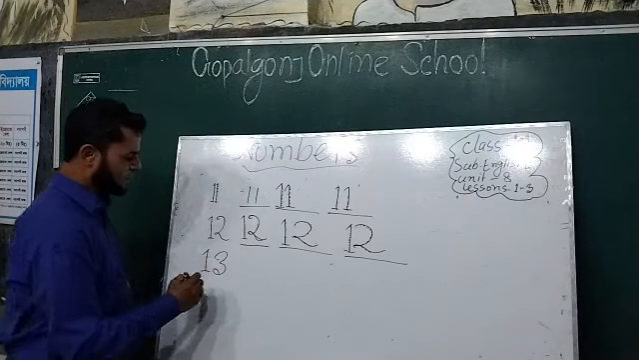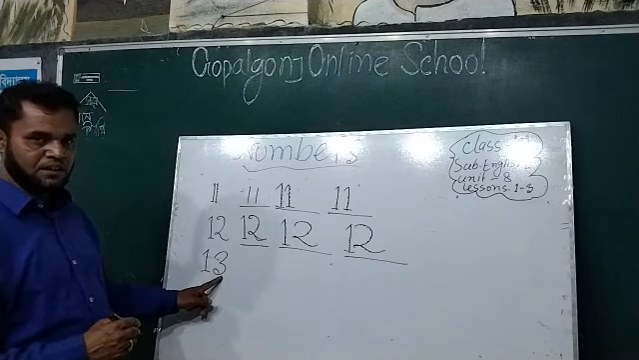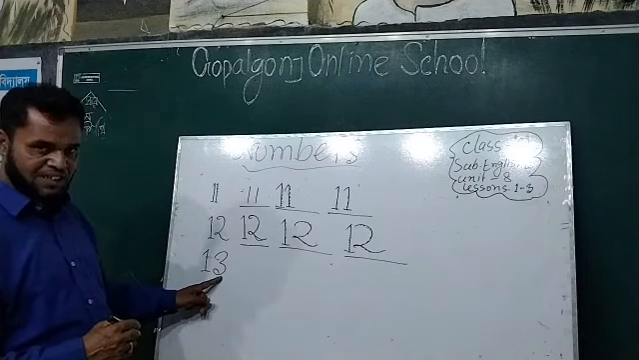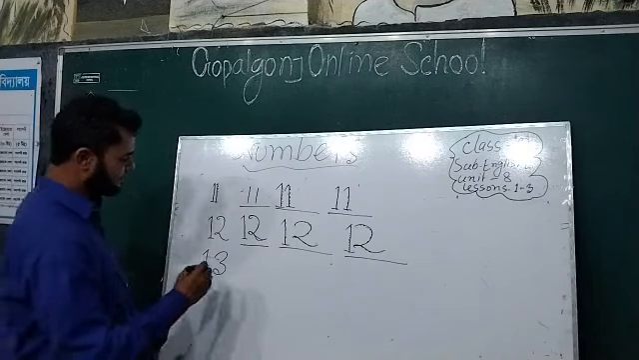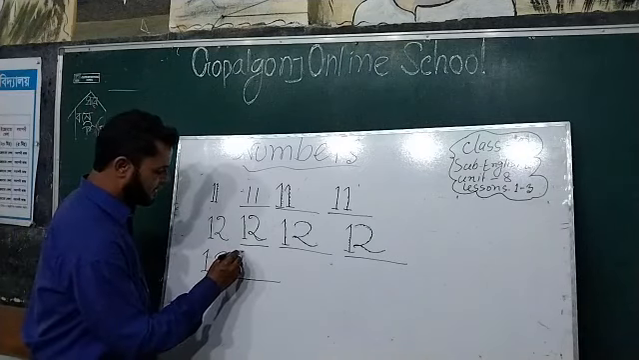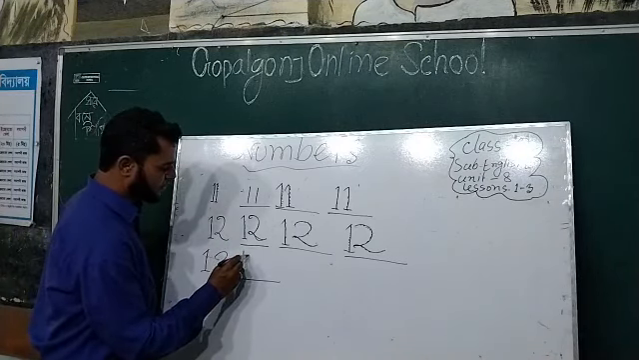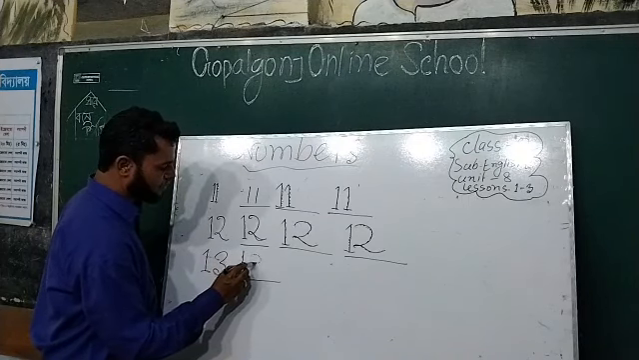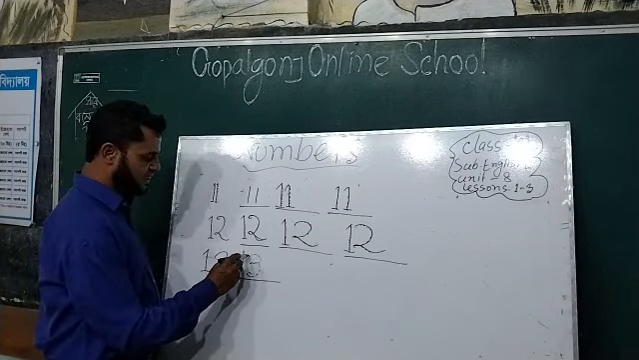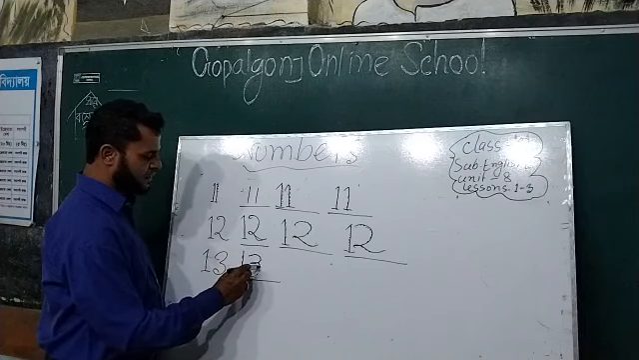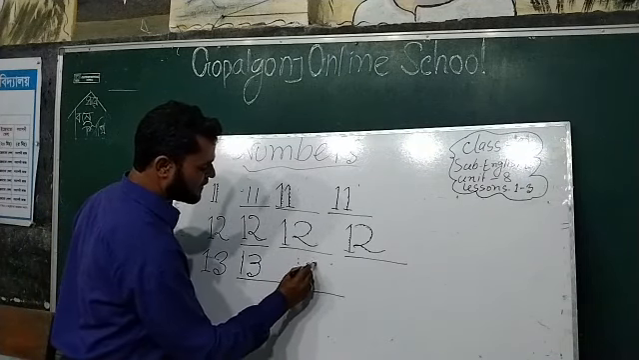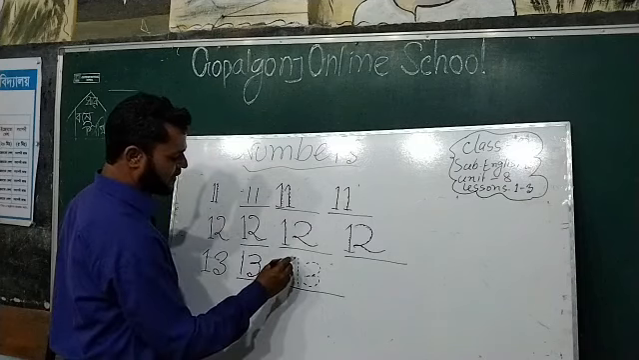And 1, 3. What's this? 1 and 3, 13. Let's join the dot like this. Let's write dots like 3. What's this? It's a 3. Let's join the dots and write 3 like this. It's called 13.